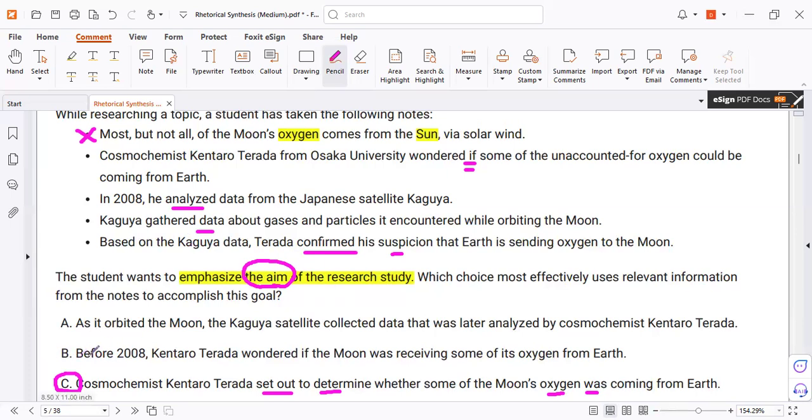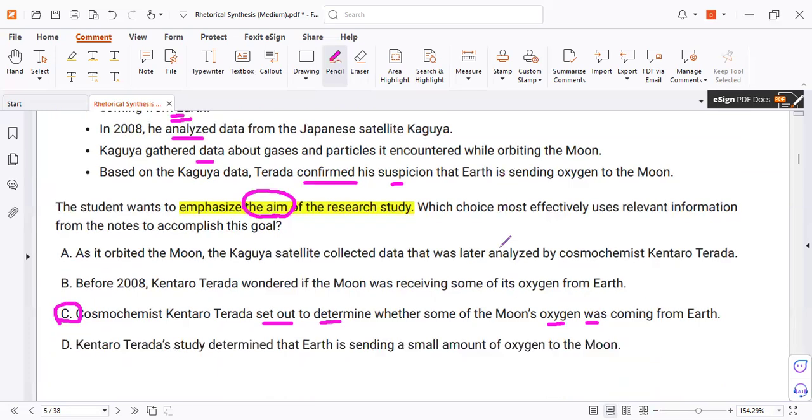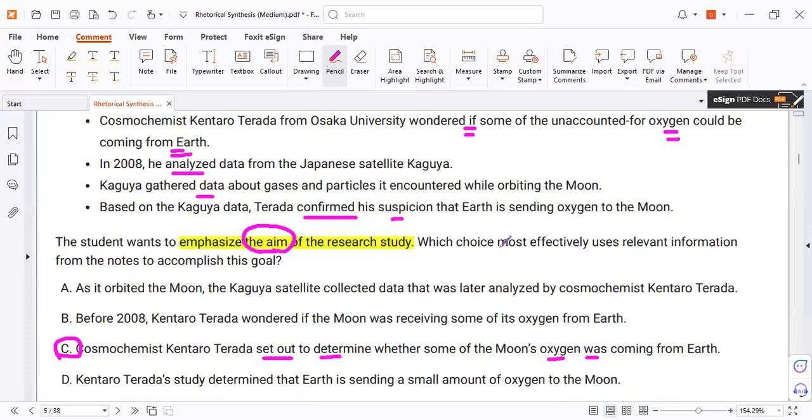Look at letter A. Letter A is not mentioned. The test maker invented an idea. Wondered if the moon was receiving some of the oxygen. It said here no, oxygen would come from Earth. We're not talking about the result. Is it clear now? Yes.